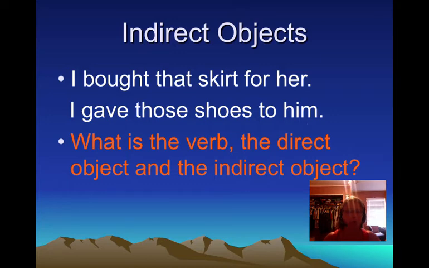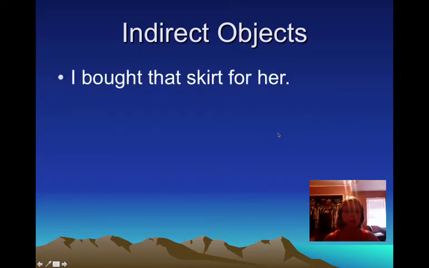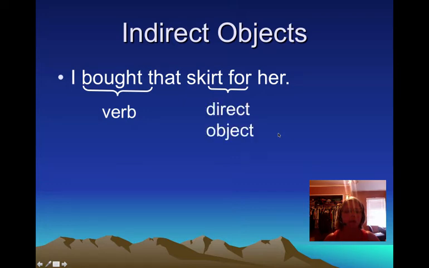So once again, we've just gone over this. We're going to do it again. What is the verb, the direct object, and the indirect object? I bought that skirt for her. Bought is our verb. I is our subject. Skirt is our direct object. I bought what? A skirt. And finally, for whom? For her. That's our indirect object. Objeto indirecto.